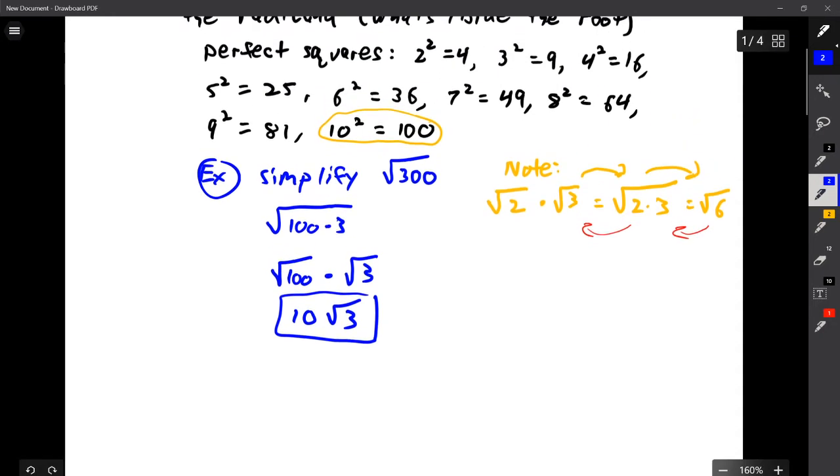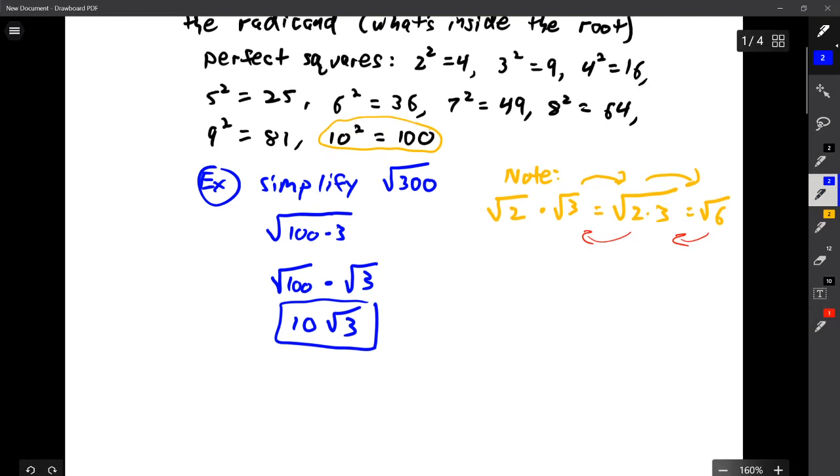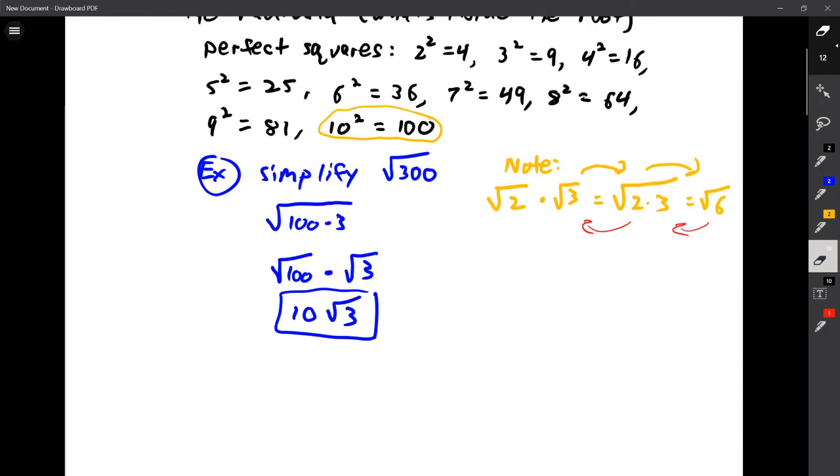And this is fulfilling rule number 1, that we don't have any perfect squares left as factors inside the radical. Okay? So 3 is not a perfect square. 9 is, but 3 in and of itself is not. And so there's no more simplifying that we can do to the root 3. But the 100 inside became 10 outside. Okay? All right, so that's rule number 1.